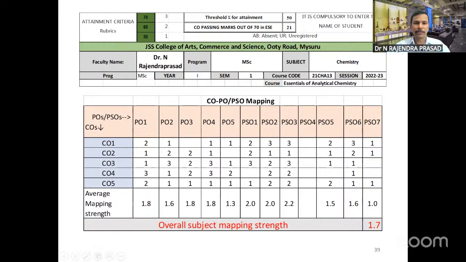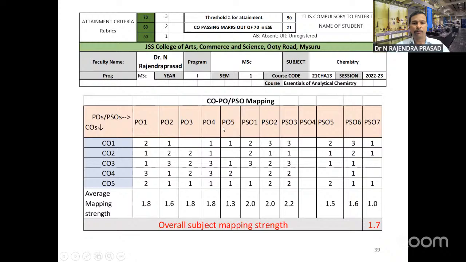That is very important. You see here, I have 5 COs for this course, Essentials of Analytical Chemistry, and that MSc Chemistry program has 5 POs and 7 PSOs. So each and every CO is mapped with PO and PSOs. This Essentials of Analytical Chemistry is not related to program specific outcome 4. I have not mapped it, as it does not fall under the mapping criteria. Therefore, I have made it empty.